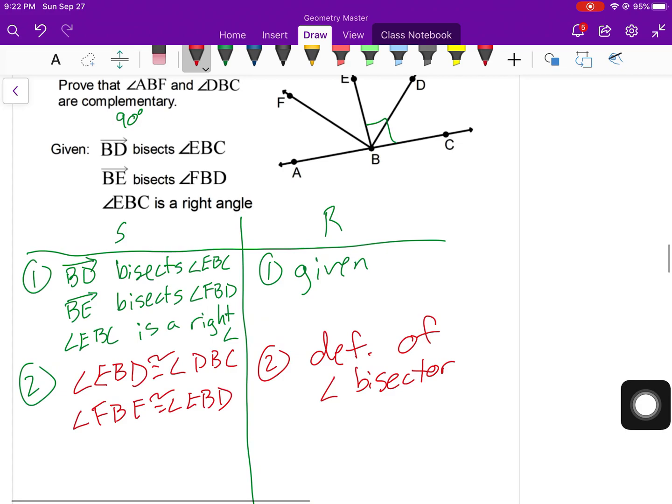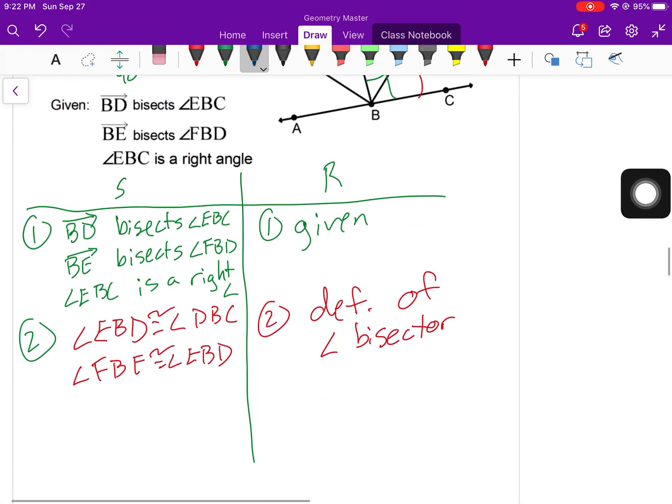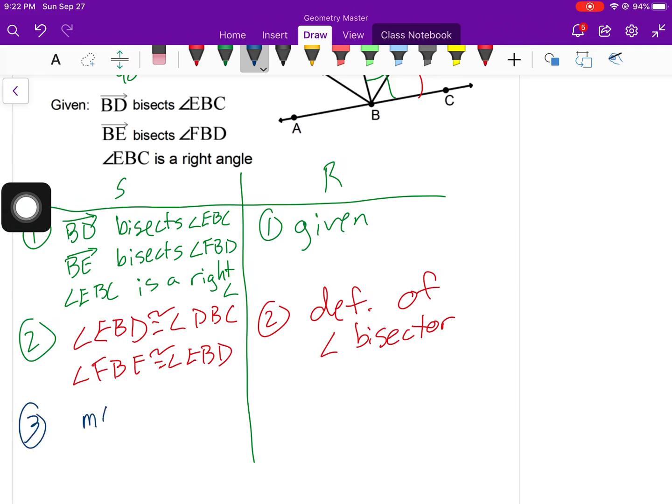What that tells us is that this is congruent to this, and then we also know that this is congruent to that. Now, the fact that I put this angle twice tells me that I'm going to be able to put those two things together, but I have to do a little bit more work. You could jump to that right away. I'm going to jump to this being a right angle and use that definition as well. So the measurement of angle EBC is 90. That's the definition of a right angle.